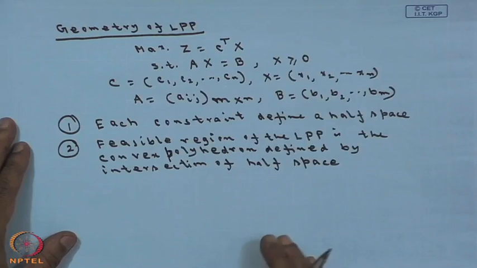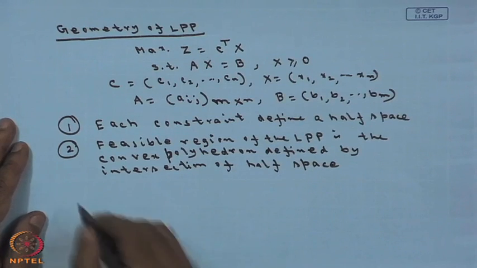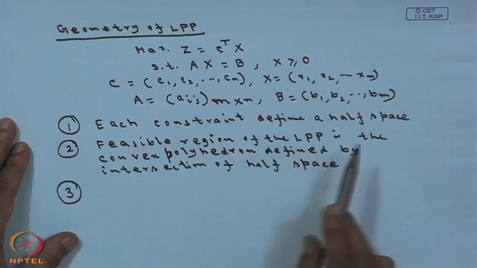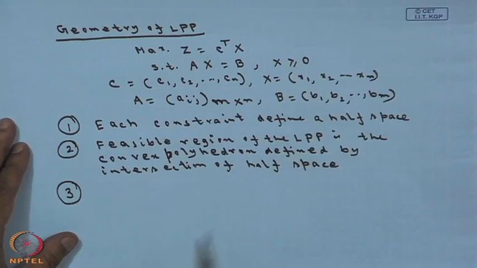Convex polyhedron means if you take any two points, or vectors, and join them, then the joining line will also lie inside that set. The basic advantages of this I will come to next, how it helps us using some theorems. Number 3. So, each constraint is defining one half space, the feasible region we obtain is a convex polyhedron which takes a particular form, and the next one is your objective function.